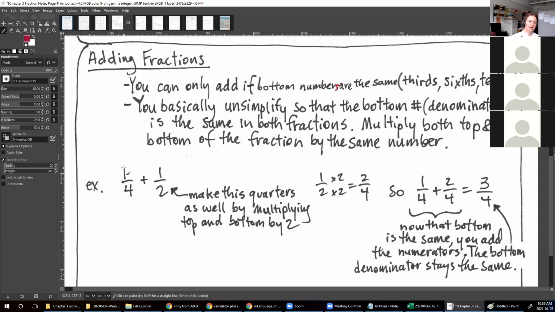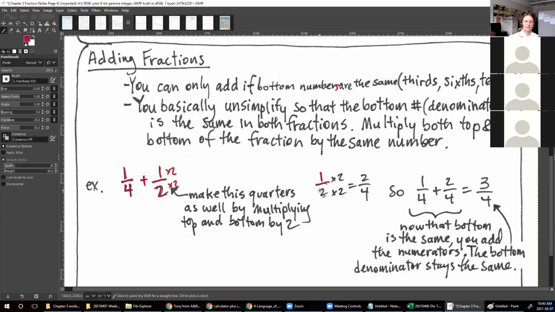So if we have the example 1/4 plus 1/2, we can probably do this in our heads because we've seen it enough. We look at this and say, wait, the bottom numbers aren't the same. And in order to add them, the bottom numbers have to be the same. It has to be quarters and quarters, or halves and halves, or thirds and thirds. How can I make the bottom numbers the same? Well, I know if I multiplied 2 times 2, it would make 4. But if I'm going to do it to the bottom, I have to do it to the top. That was one of the first rules we talked about.